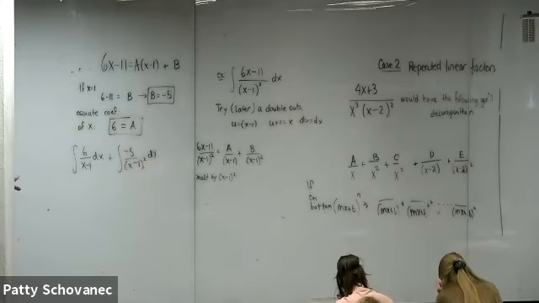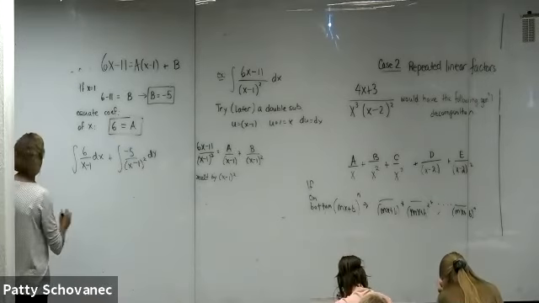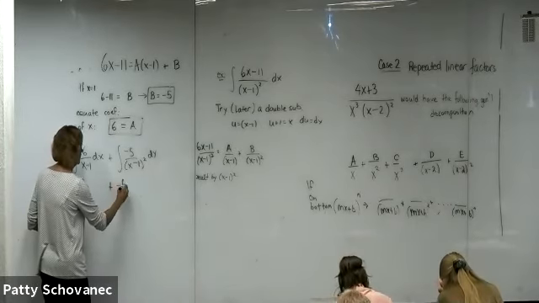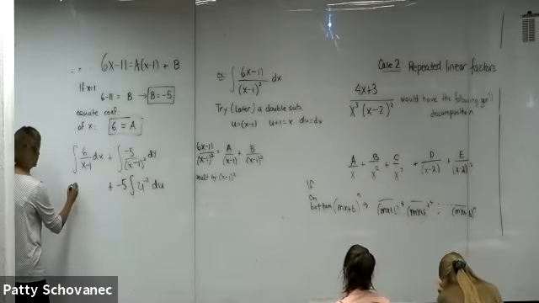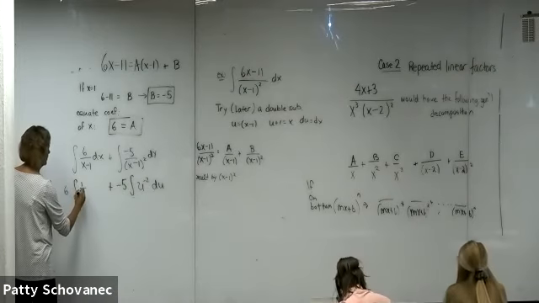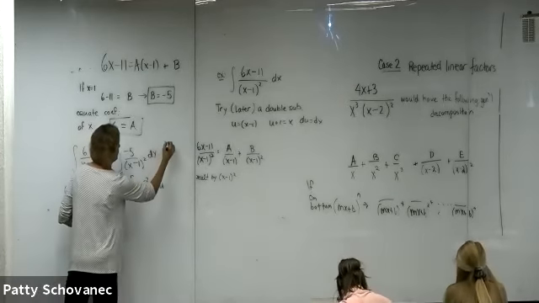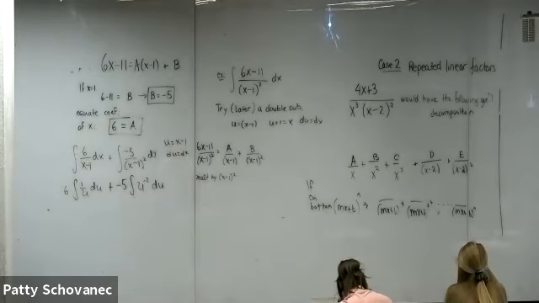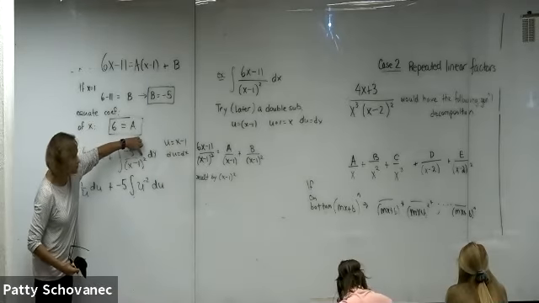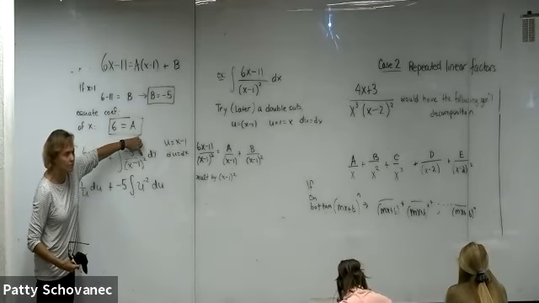Now, the first one I agree is a logarithm integral, but the second one's not. How do you integrate 5 over x minus 1 squared? U substitution, right? This one here will be the integral of u to the negative 2 du. This one's a 6 over u. If u is x minus 1, du is dx. So be careful. You're not always going to get logarithm integrals. You get a u to a power when you have repeated factors.